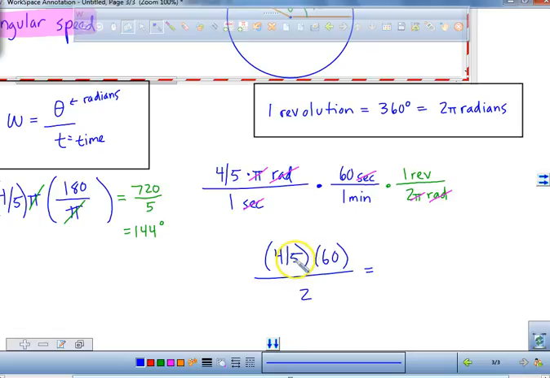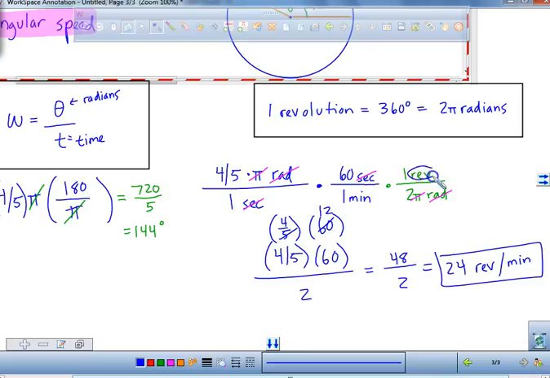Does 5 go into 60? If I had 4/5 times 60, 5 goes into 60 12 times. 4 times 12 is 48. 48 divided by 2 is 24. So your answer is 24 revolutions per what? Per 1 minute. You've got a revolution up here, and the only thing you have left down here is a minute. So it's 24 revolutions per minute.